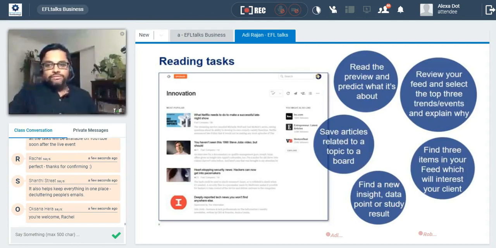Finding 3 items in your feed which will interest your client, so you make a note of that. Finding new insights, data points, studies, and you write that down as well. And saving articles related to a certain topic to a board. There are boards within Feedly, so you can save articles there. So I might announce a topic for the day, for example, automation in healthcare, and then they find stuff and save it to a board.